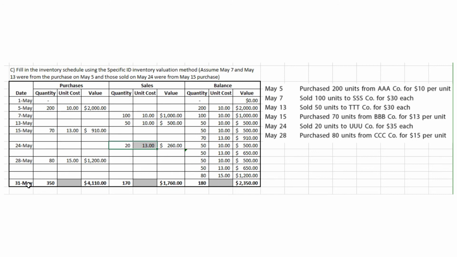Lastly, on May 31st, you will still have purchases, the same total, same quantity as before. But our cost of goods sold varies again because it's based on the actual cost of the specific identified items that we sold, totaling $1,760. And therefore our inventory cost is slightly less, being $2,350, but the same 180 units.